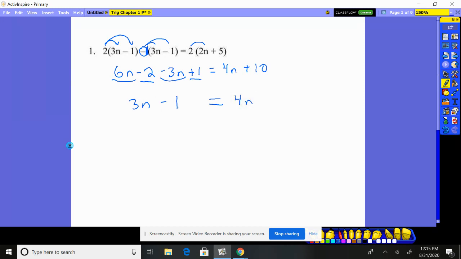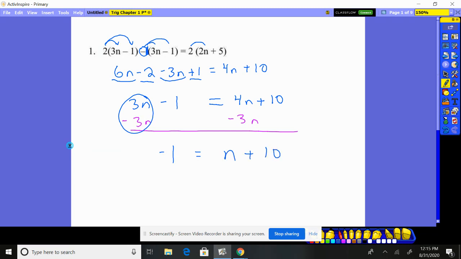Over here, I have 4n plus 10. Now, I just need to get all variables on one side, all numbers on the other. It doesn't matter who you move. I always take care of the variables first, and I always decide to move the smaller variable. So what I'm going to do is subtract 3n from both sides of the equation. This will give me a 0 here. 0 and a negative 1 is negative 1. Over here, I'll have a single n plus the number 10.